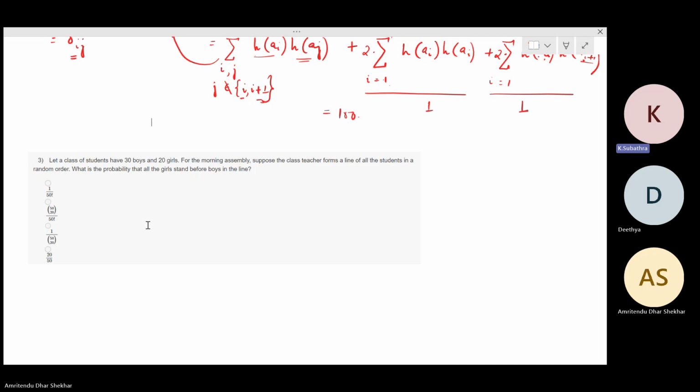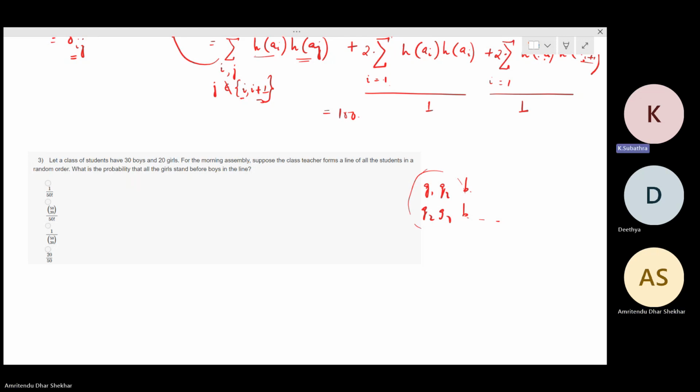Sir, actually we are arranging 50 students. So the number of exhaustive cases is 50 factorial. Yes, the denominator is 50 factorial. But the girls have to occupy the front, so some of these arrangements are identified. For instance, this arrangement, girl one, girl two, then boys, and this arrangement, girl two, girl one, then boys, are identified with each other. That is the sample space, sir. I'm telling you, 50 factorial.